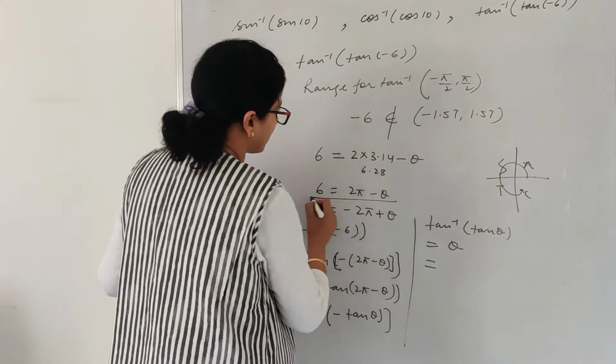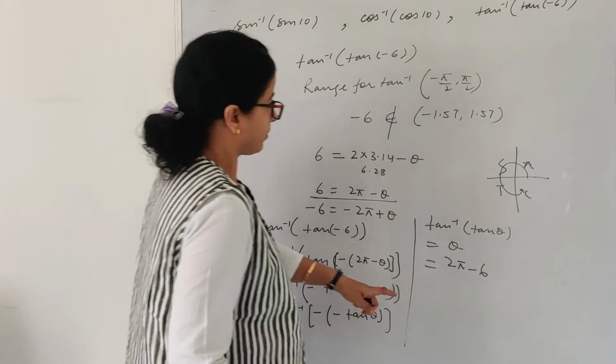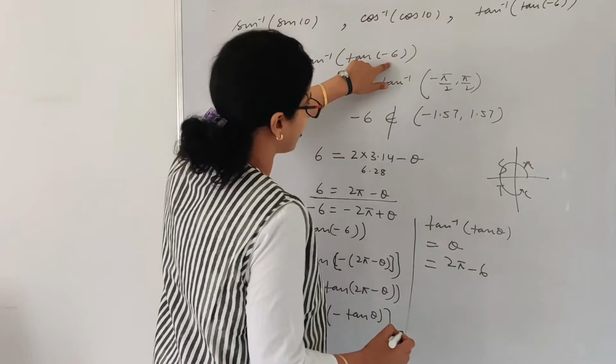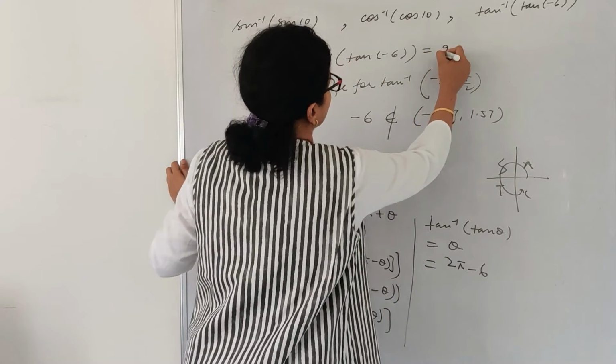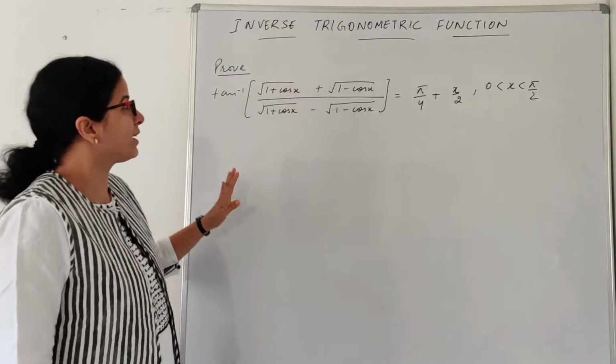Find out the value of theta. It is 2 pi minus x, which is 2 pi minus 6. So, hence tan inverse of tan 10 minus 6 is equal to 2 pi minus 6. Okay. Now, let us see this question.